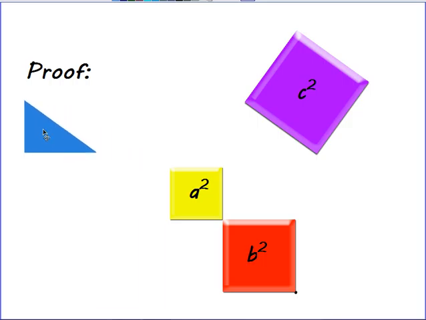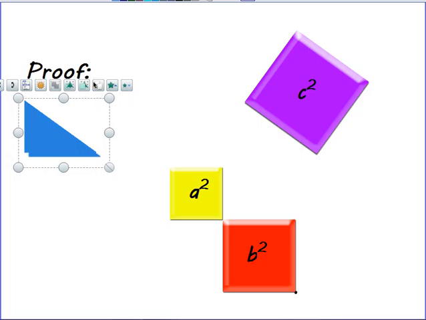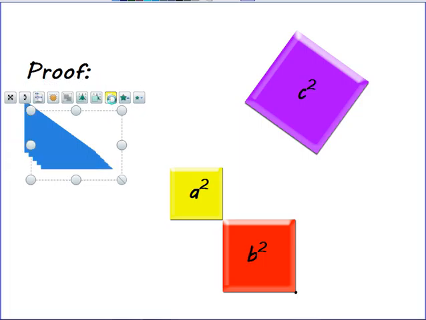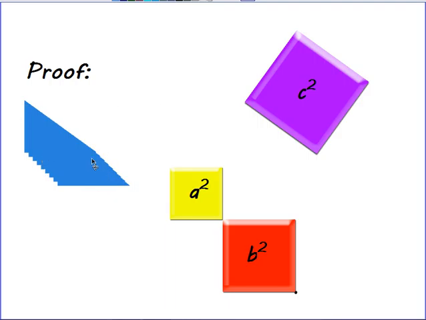Next, I'm going to take my original triangle and start making some duplicates of it so that they're exactly the same size as our original triangle. 8 duplicates to be exact. I'm first going to bring one of our triangles over and put it by the A squared and the B squared.